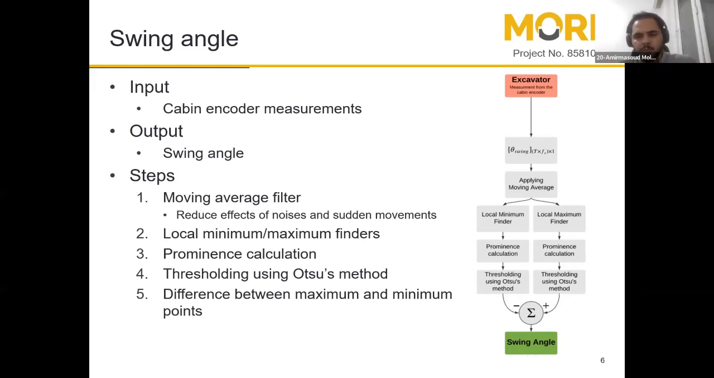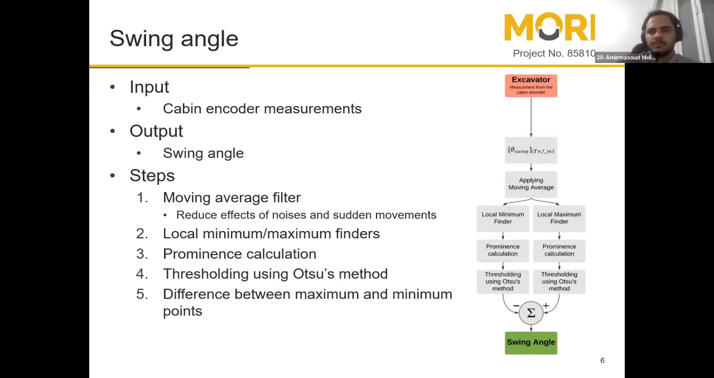After that, we use the local minimum and maximum finders to find all possible points as a scooping and dumping position. Definitely, not all minimum and maximum points are the correct solution for the scooping and dumping position. We calculate the prominence value for each local minimum and maximum point. After that, by using the Otsu method, we try to detect the correct minimum and maximum points, or the scooping or dumping position.